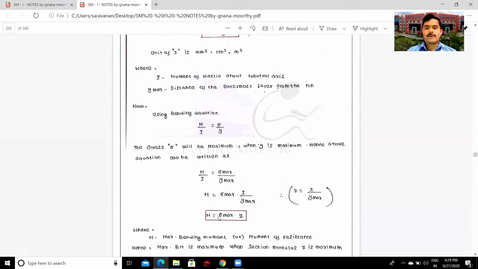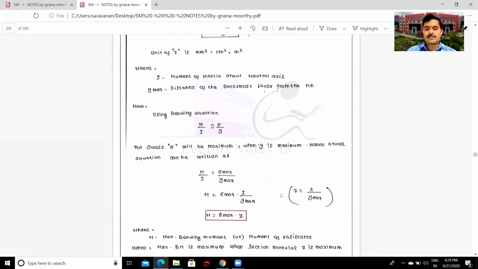Now, using the bending equation, you can find out the bending moment M. So what is the bending equation? M by I is equal to sigma by y equal to E by R. Now we can consider only this equation, M by I is equal to sigma by y. The stress sigma will be maximum when the y is maximum, isn't it? Y value is 0 means the bending stress at neutral axis is 0. So when the y is increased, the bending stress value is also maximum.